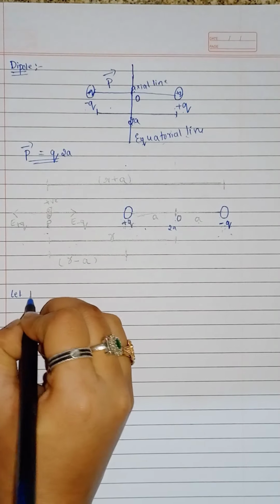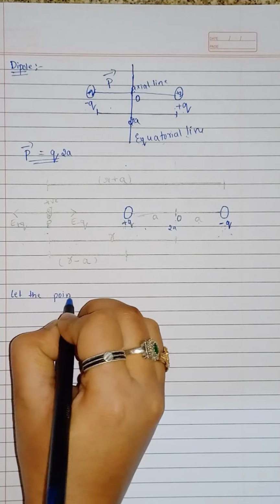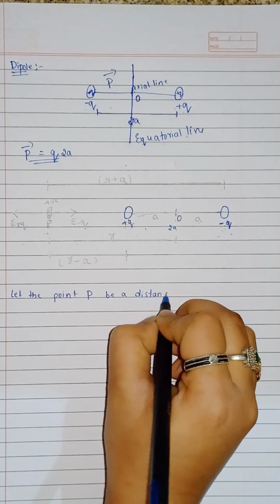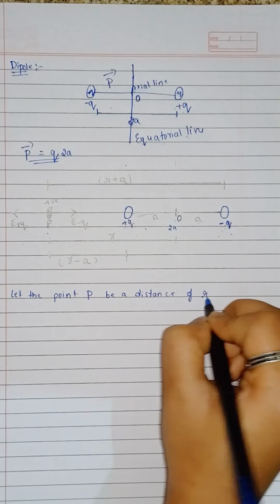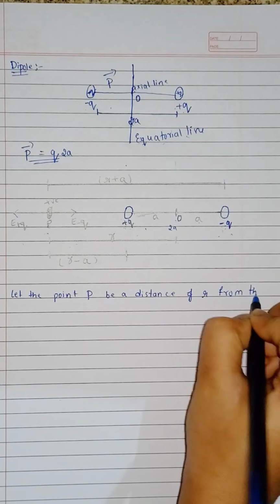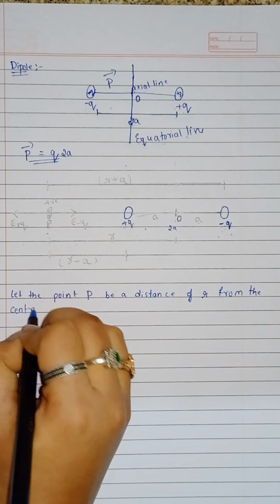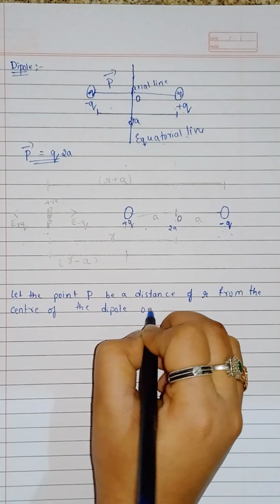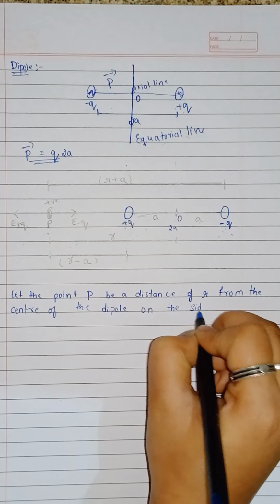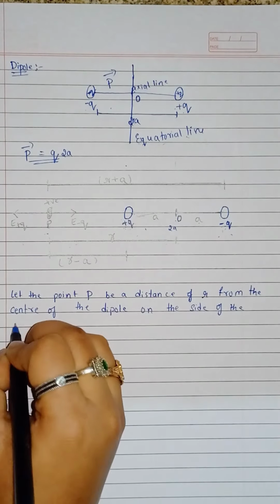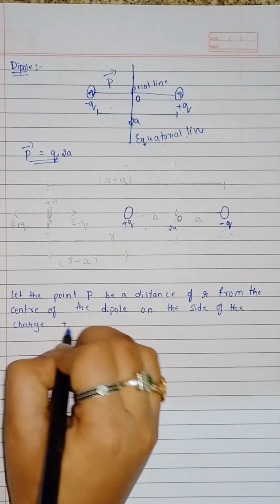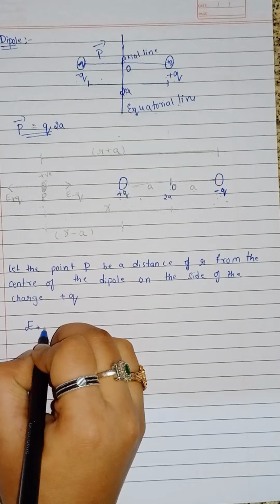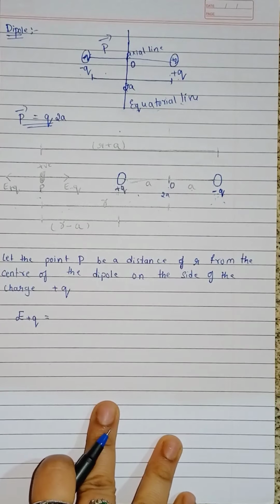So whatever we have considered, we will write. First, we have considered the point P, which is at a distance, let that be a distance r, from the center of the dipole, on the side of the charge plus q. Next is the electric field due to positive charge.